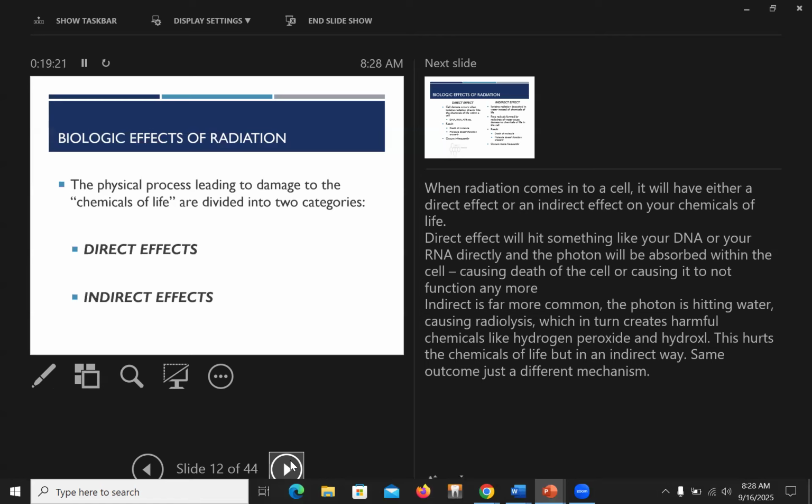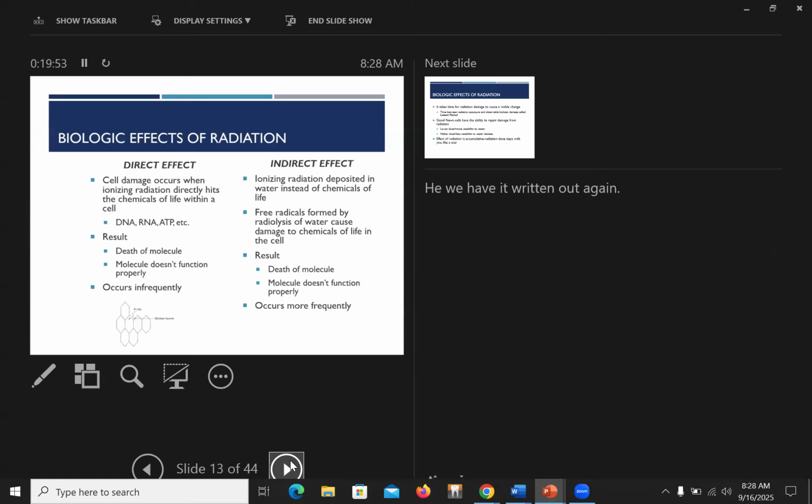Okay, so different ways it affects the cell. The physical process leading to damage: the chemicals of life are divided into two categories. Now we're talking about when that X-ray photon comes in, and it's not radiolysis, it's not coming in contact with the water. Now it's coming in contact with the nucleus of the cell or the chemicals of life in the molecule. The direct effect and the indirect effect are kind of self-explanatory, but we'll talk about them in more detail.